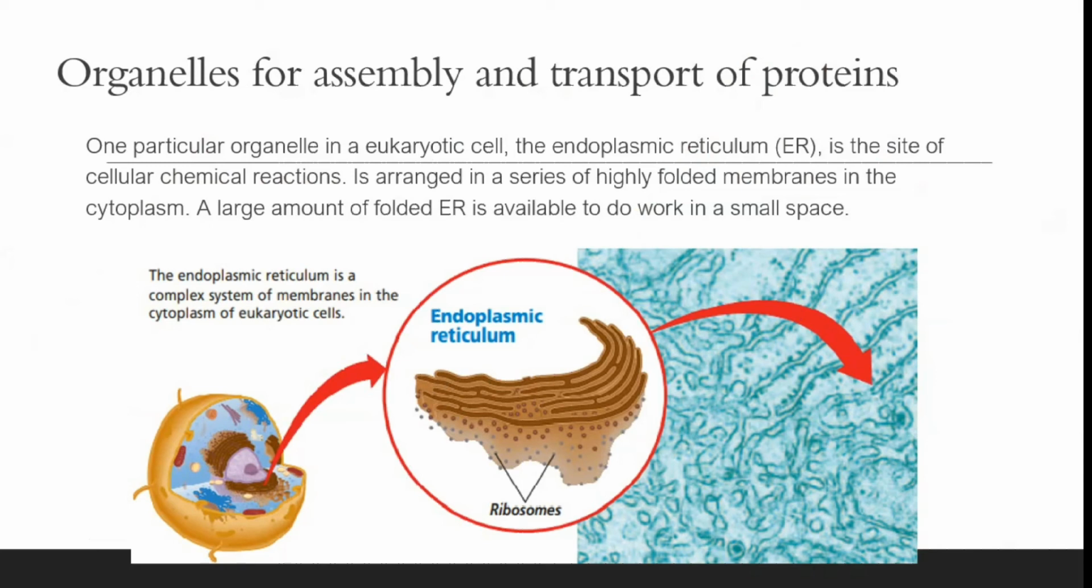Organelles for assembling and transport of proteins. One particular organelle in a eukaryotic cell, the endoplasmic reticulum or ER, is the site of cellular chemical reactions. It is arranged in a series of highly folded membranes in the cytoplasm. A large amount of folded ER is available to do work in a small space.